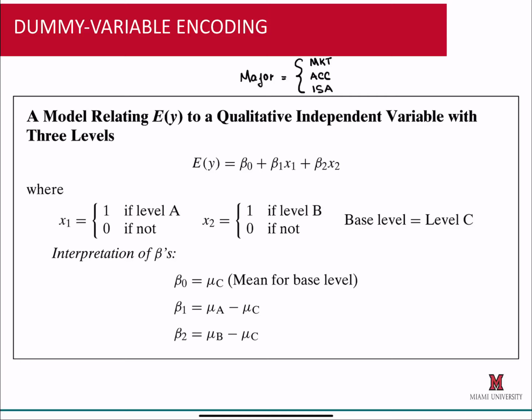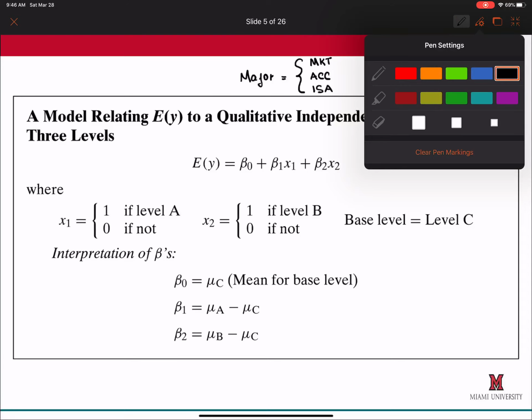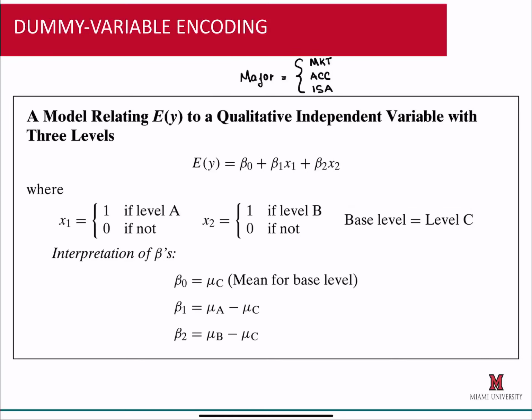So those are the 3 levels that we have. Now, the first, again, in any case, we need to set as the first option just what is the base level. Do we want to compare salary against marketing students? Do we want to compare against accounting students? Do we want to compare against ISA students? And that, like I said, is going to be arbitrary.